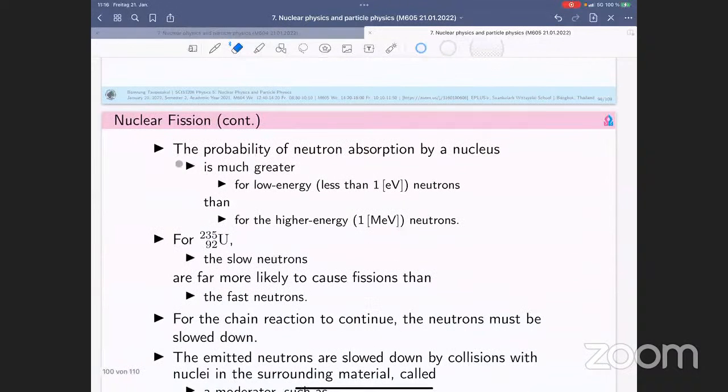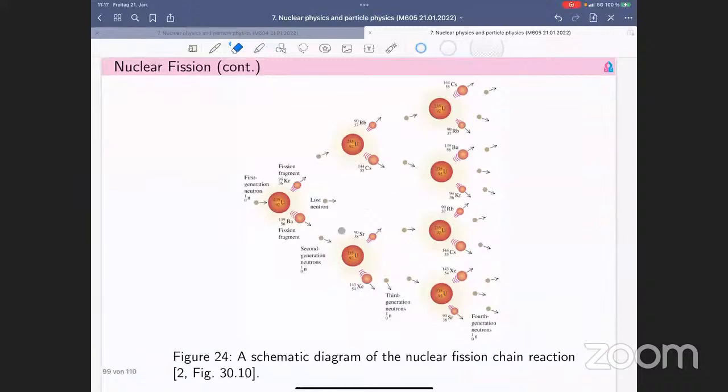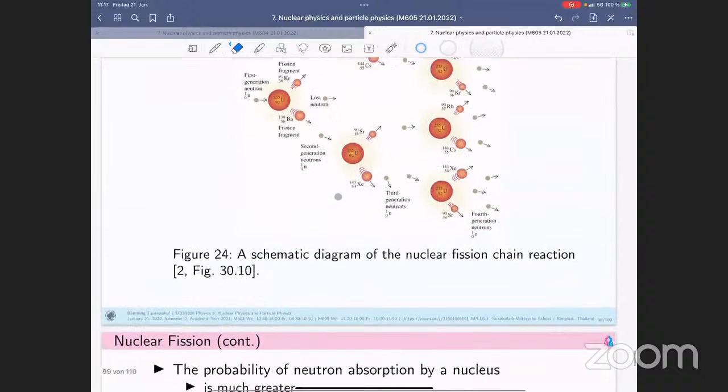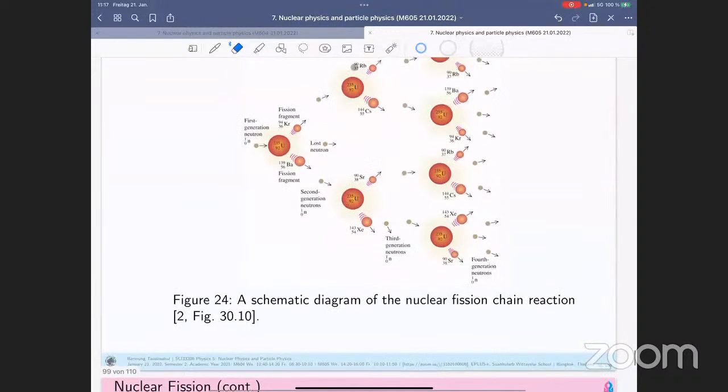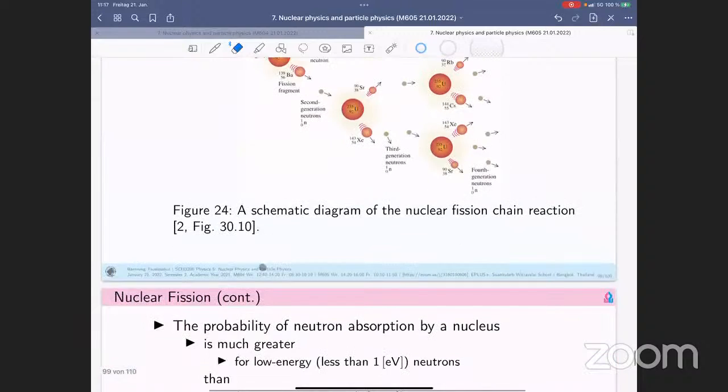Yes, the probability of neutron absorption by a nucleus is much greater for low energy. Okay, your neutron should not have too high a speed. If the speed of the neutron is too great, they are not going to hit. They are not going to be useful to the next uranium.